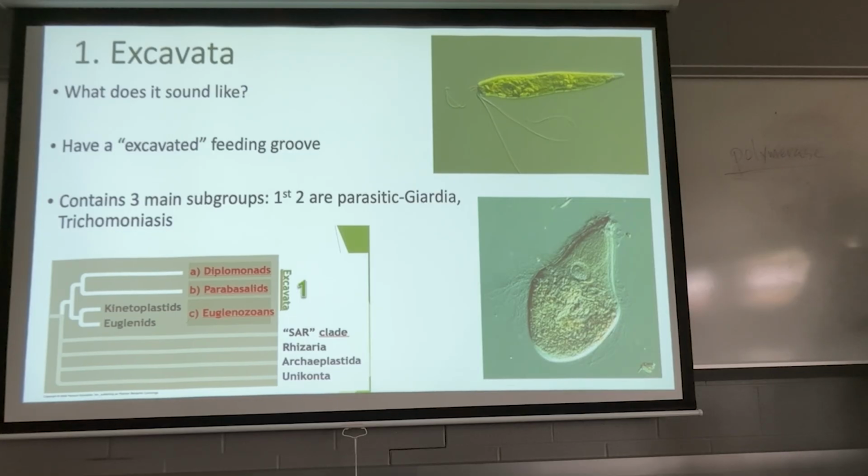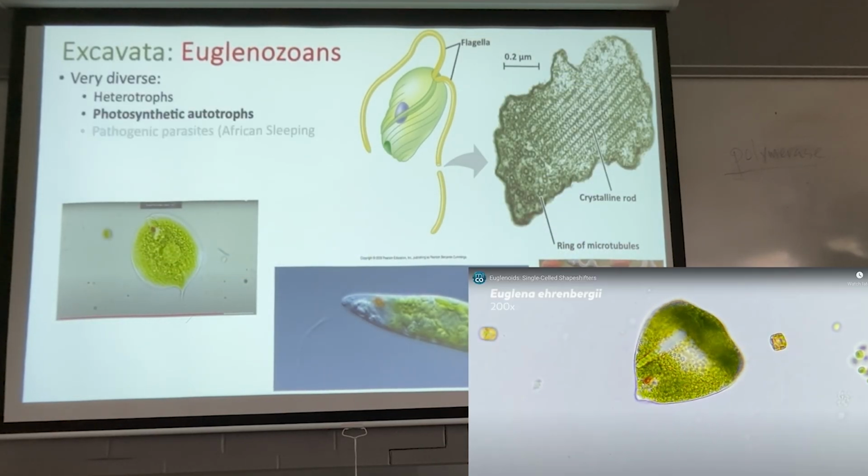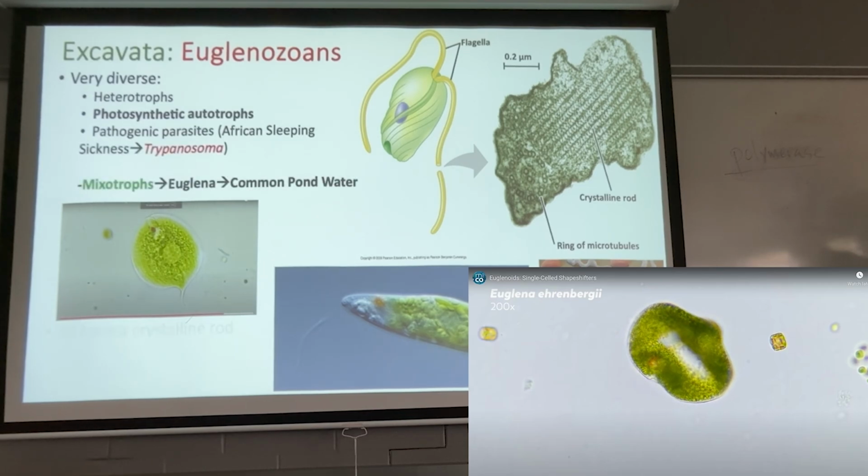The other large group here, the third one, is called the euglenozoans. These are mostly, not all of them, but mostly free living, not bothering us. There are a couple of pretty nasty pathogens in the group, and we'll talk about this group in a little more detail. So very diverse, the euglenozoans.